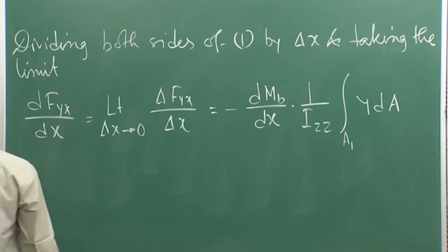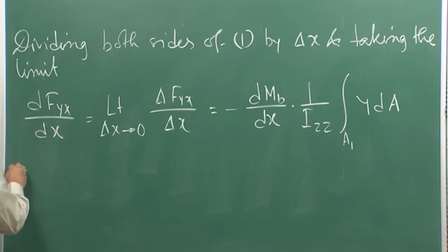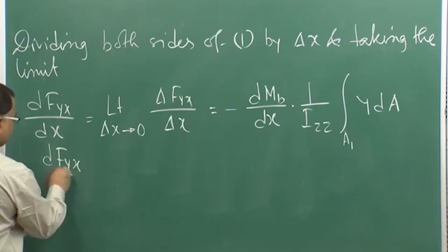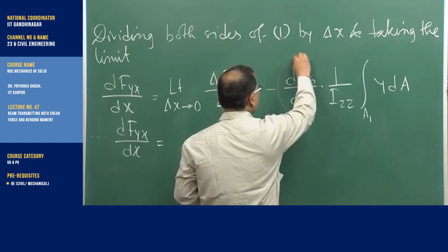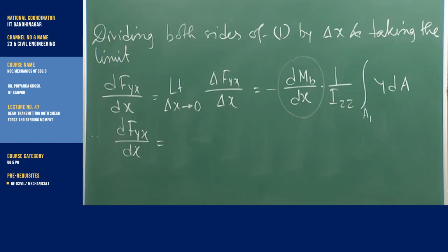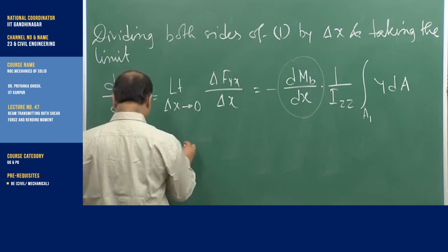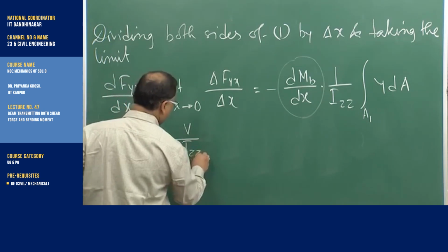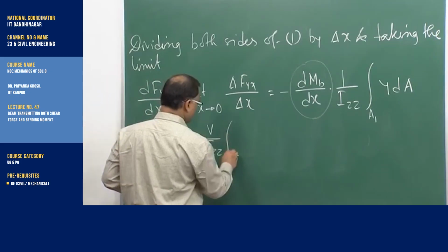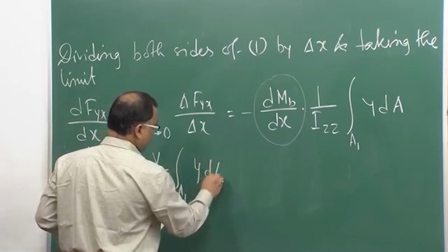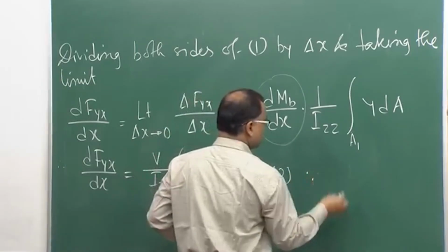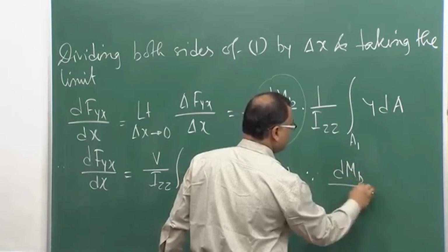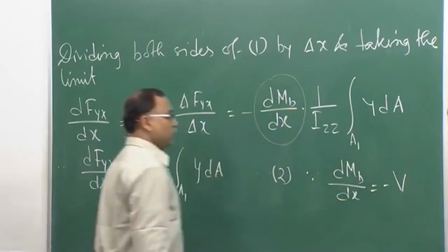Okay. So, now if you look at this, I can again write that dFyx/dx is equal to, if you recall from our previous discussion, minus V, the shear force, since dMb/dx is equal to minus V. So, I can simply write V by Izz into integration over the area A1 of y dA. So, this is my equation 2.